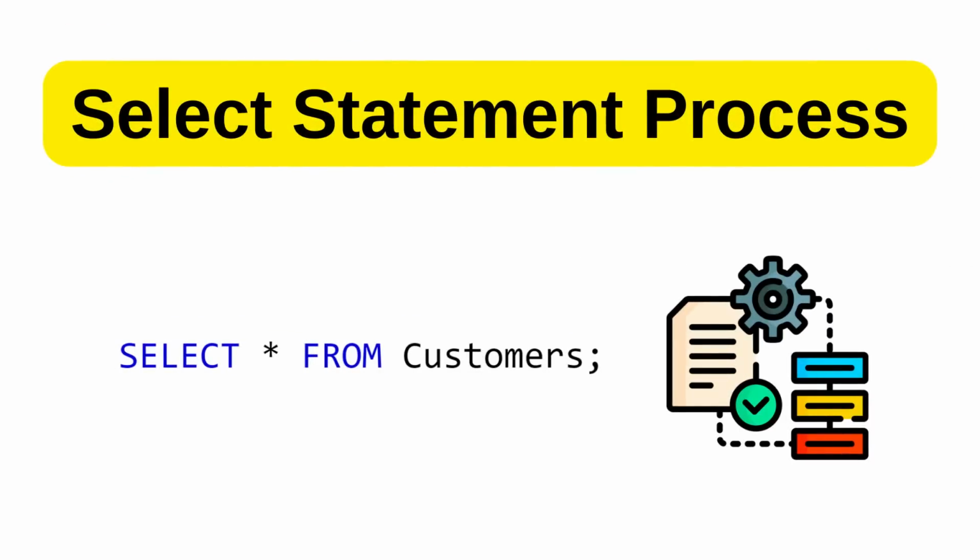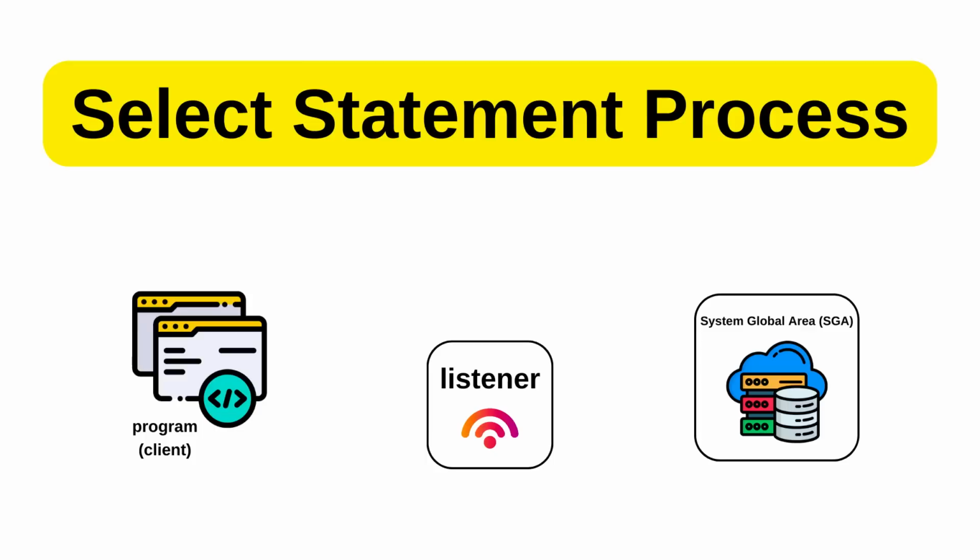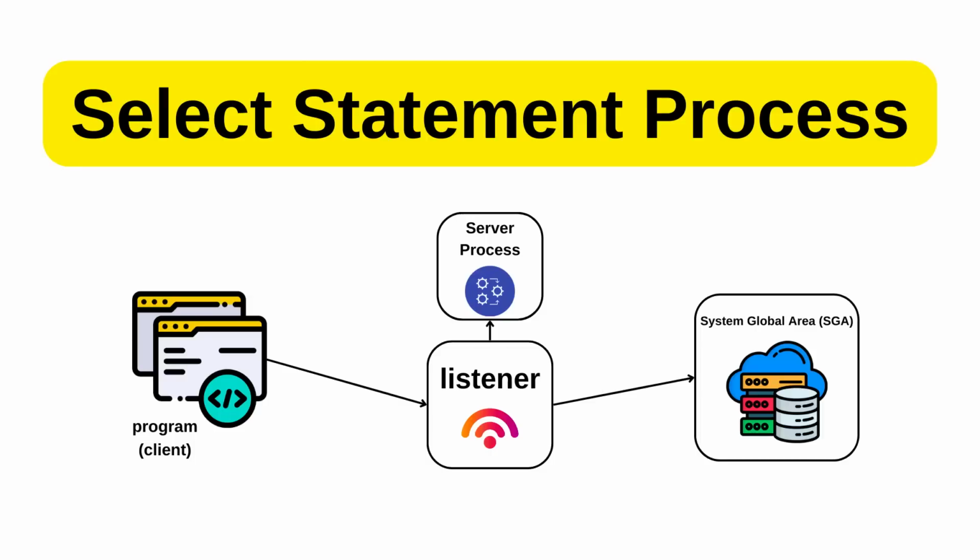In this video, we will learn select query processes in Oracle database. A background process called listener runs so that applications can connect to the Oracle database. When an application wants to connect to the database, it first communicates with the listener. Listener connects the application to the server process. Afterwards, the listener is disabled.